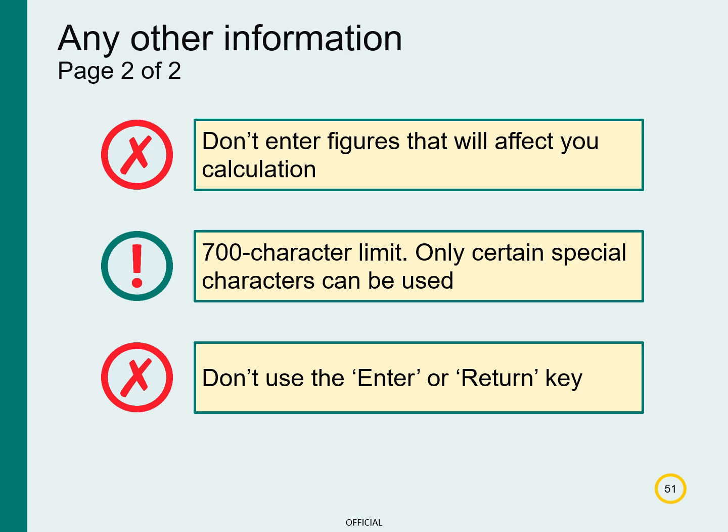There is a limit of 700 characters, including spaces, and only certain special characters can be used. There's more in the Help About guidance on this. Please don't use the Enter or Return key on your keyboard when adding details, as this will cause an error when you save and continue. If needed, use the space bar if you need to make more than one entry.